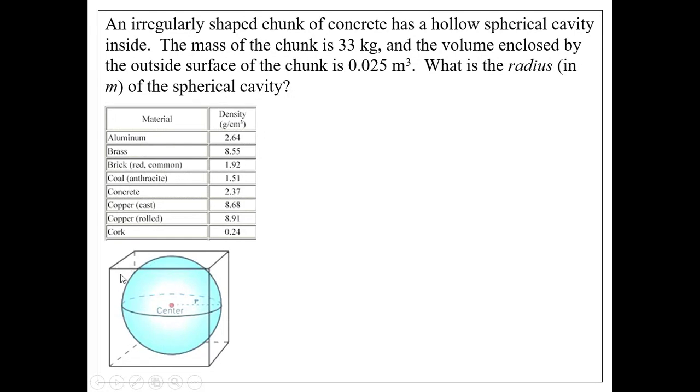So this whole entire thing that I'm circling back and forth, with the air pocket inside, has a total mass of 33 kilograms. And it says the total volume is 0.025 meters cubed. I know that 0.025 meters cubed is the total volume because it says enclosed by the outside surface. So this whole entire shape has a volume of 0.025 meters cubed. And it wants us to find the radius.